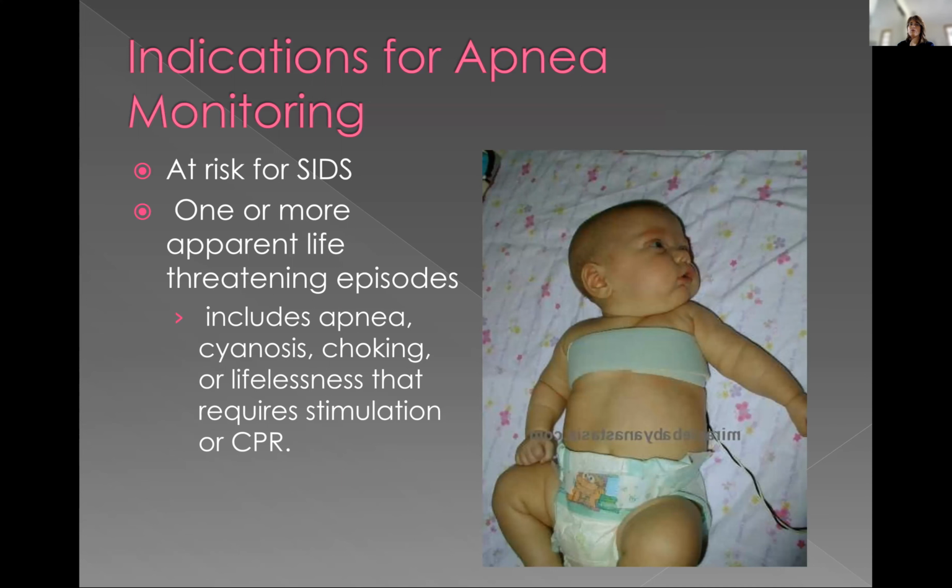Okay, if a baby is at risk for SIDS, then you would recommend that they have an apnea monitor at home. If they've had one or more apparent life-threatening episodes, an ALTE, and then it gives you what an ALTE is. So period of apnea, cyanosis, choking, or lifelessness that requires stimulation or CPR. If that is observed, then the baby needs to be monitored for apnea, and you would recommend that they be put on an apnea monitor.